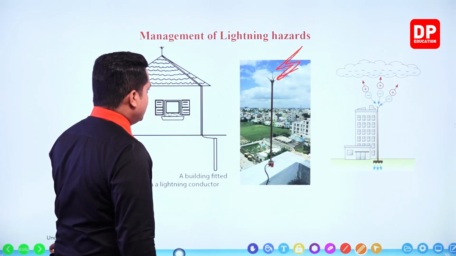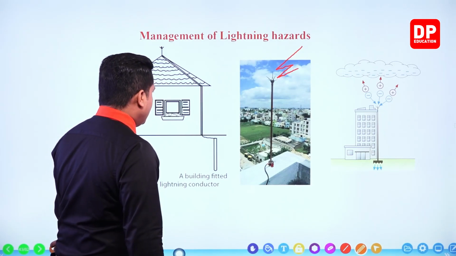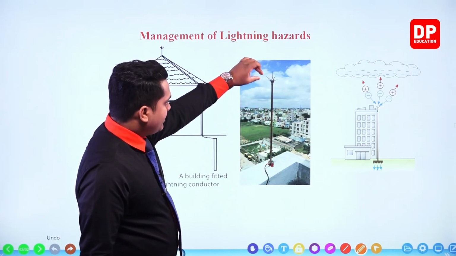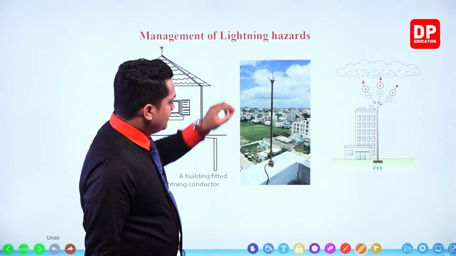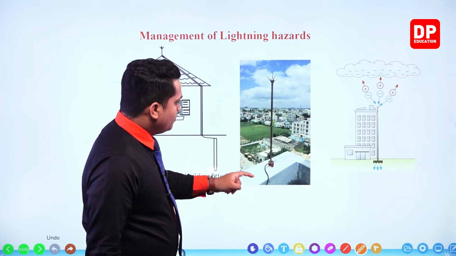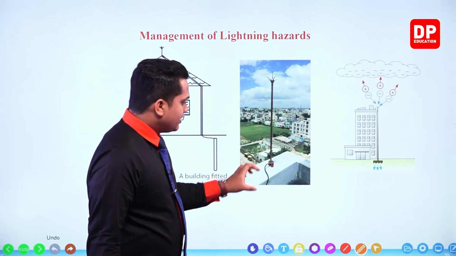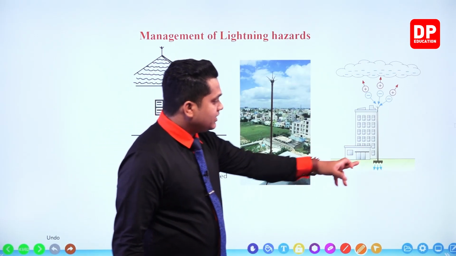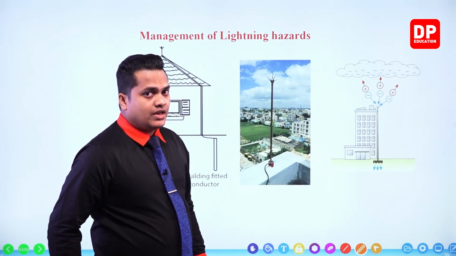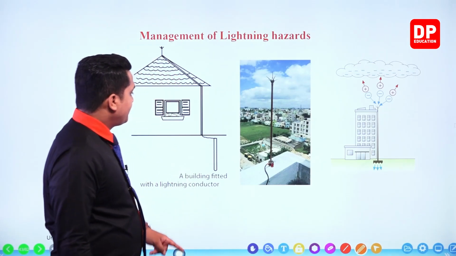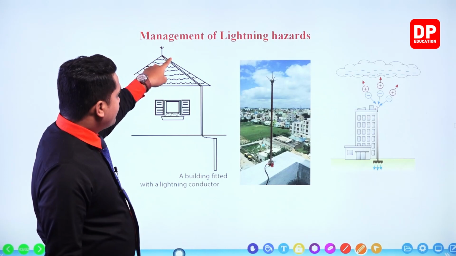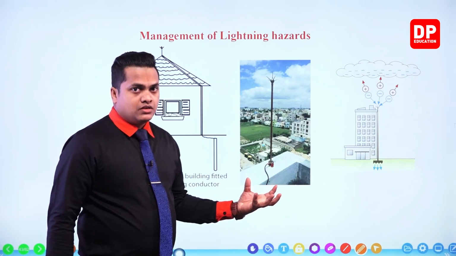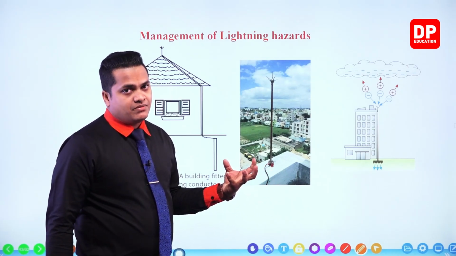As you can see here, it's very simple. It's like a metallic rod which is connected with a pointed shaft. Then it is connected to a wire which runs along the surface of the building and is grounded at the other point. Okay, like this. So what will happen? Upon receiving a lightning, it will travel along this wired line and will come to the earth. So the building will be saved, my dear children.